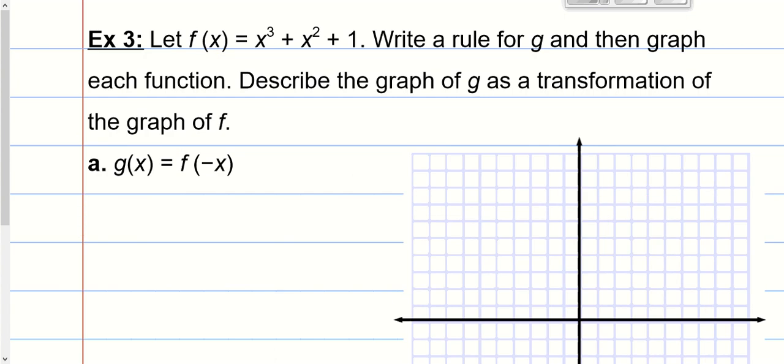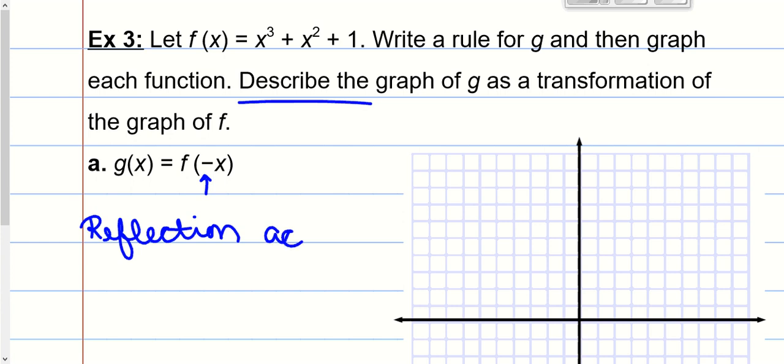Alright, example 3. Let f of x equal x cubed plus x squared plus 1. Write a rule for g and then graph each function. Describe the graph of g as a transformation of the graph of f. So, right here, it says write this rule. So we have f of -x. First of all, let's go ahead and describe that, even though it doesn't say that until the end. But if we go ahead and describe that negative on the inside, it is a reflection across the y-axis.